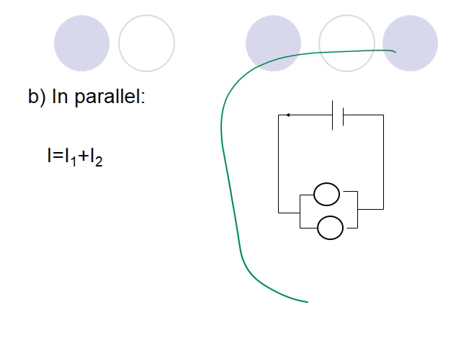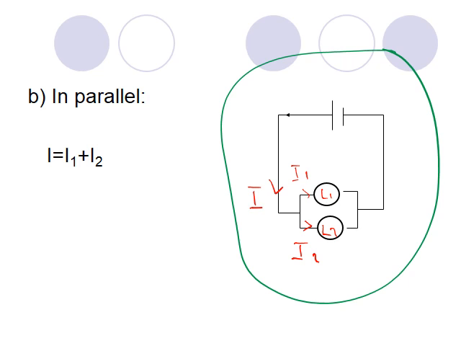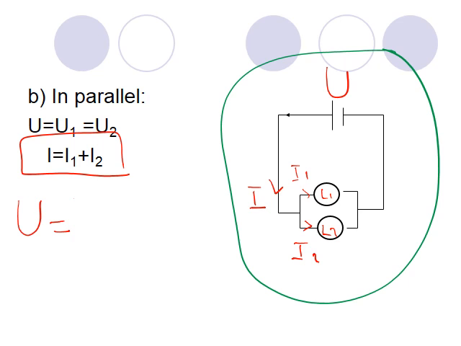This circuit is connected in parallel. L1 and L2, two lamps. Current I1, current I2. That's the main current I. I decomposes into I1 and I2. So I equals I1 plus I2. The voltage across the dry cell is equal to the voltage of lamp 1 and equal to the voltage of lamp 2.